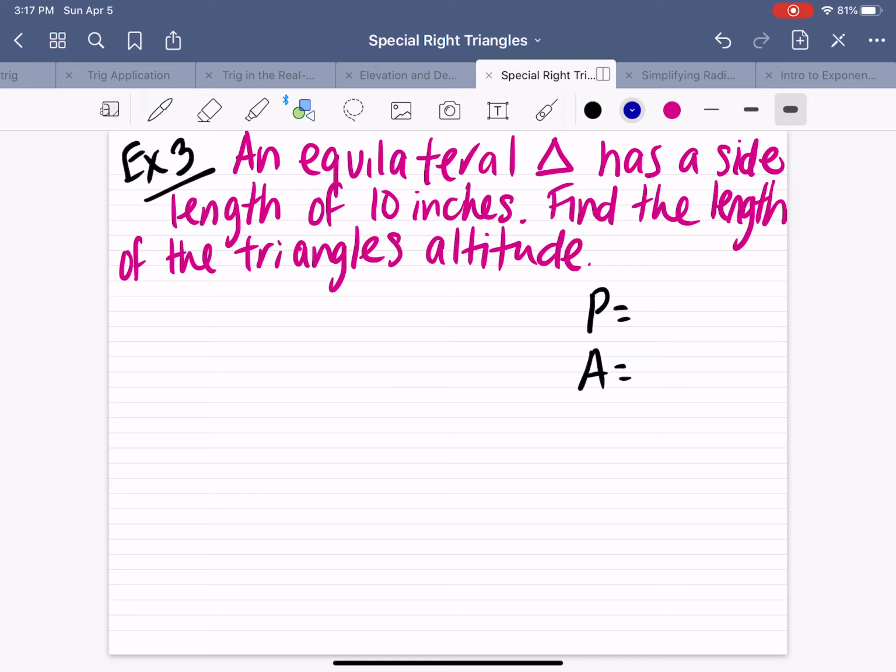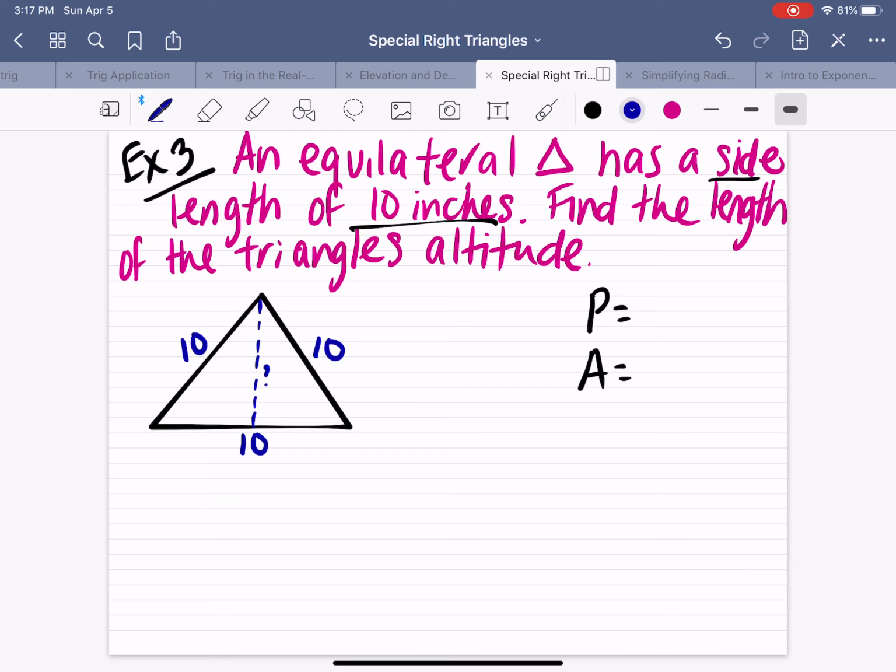We have an equilateral triangle. An equilateral triangle is a triangle with all equal sides, and that has a side length of 10 inches. In other words, this is 10, this is 10, and this is 10. And the question says find the length of the triangle's altitude. So in other words, find the height.